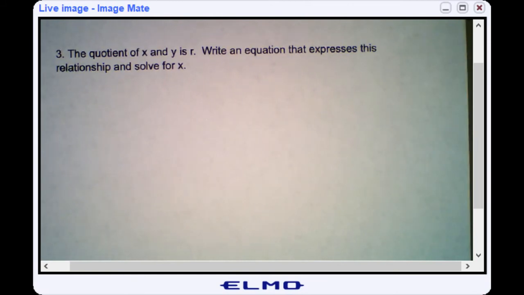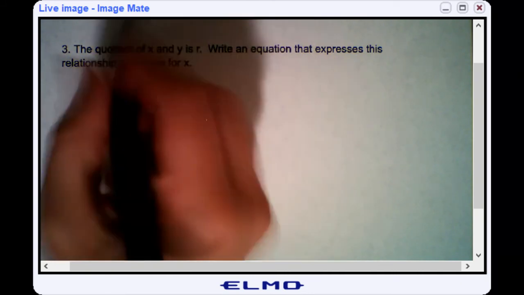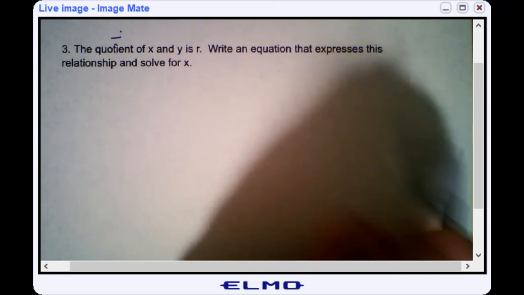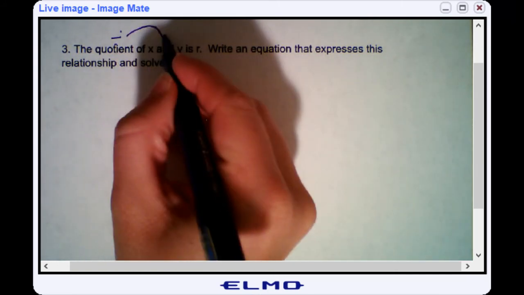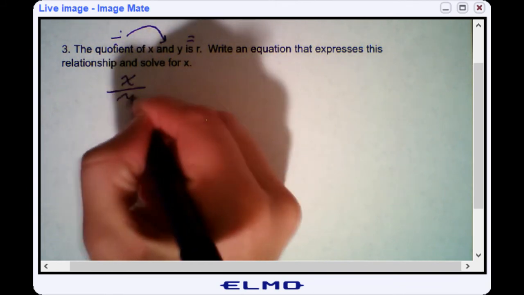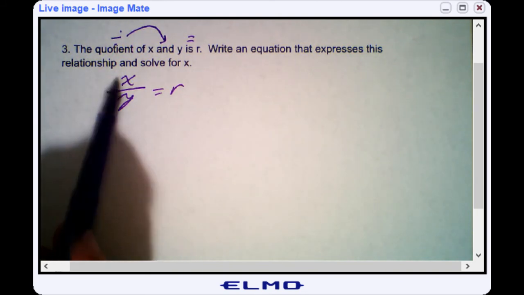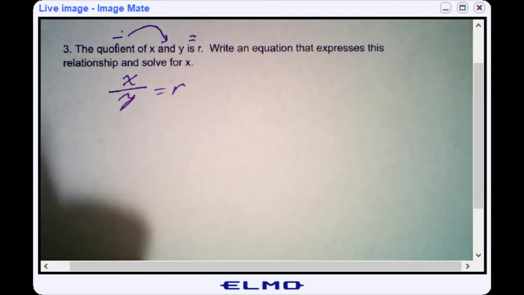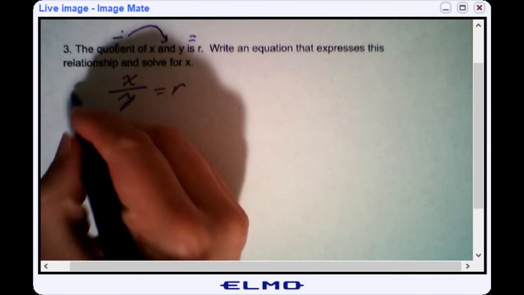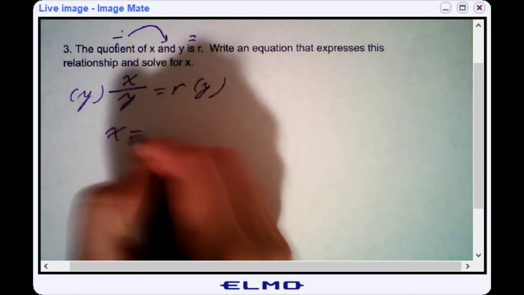Problem 3, it says the quotient of x and y is r. Write an equation that expresses this relationship and solve for x. So remember, quotient means division, and it's going to go wherever the word and is. And is means equal. So we're going to have x divided by y equals r. We want to solve for x, so we want to leave that right there. It's being divided by y. Opposite of division is multiplication, so multiply both sides by y. So we're going to get x equals ry.